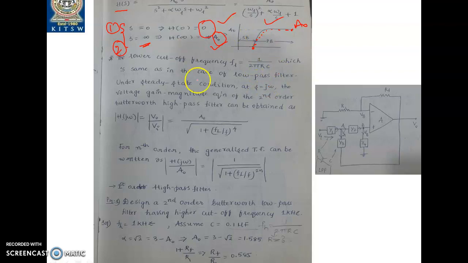And what is FL? The lower cutoff frequency FL is equal to 1 upon 2 pi RC, which is the same as in the case of the low pass filter. There is no change at all. The only difference is the way we take the component values.